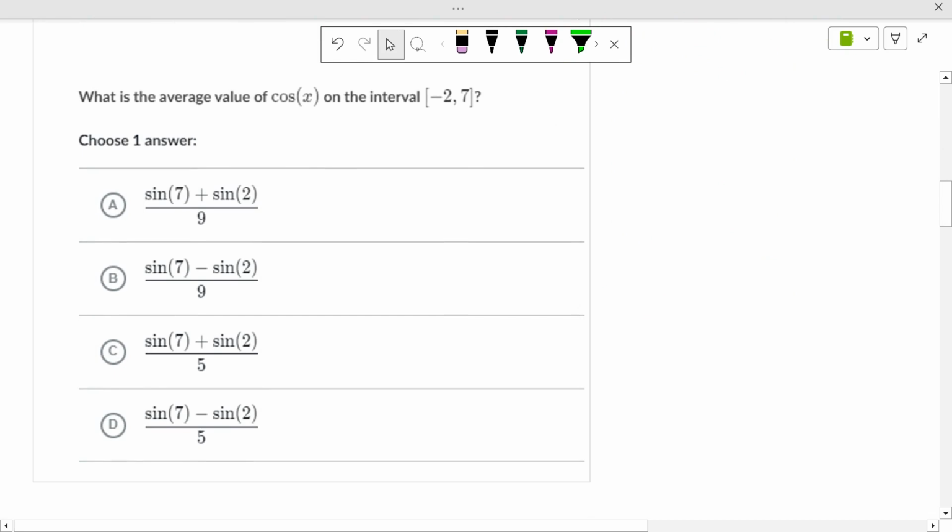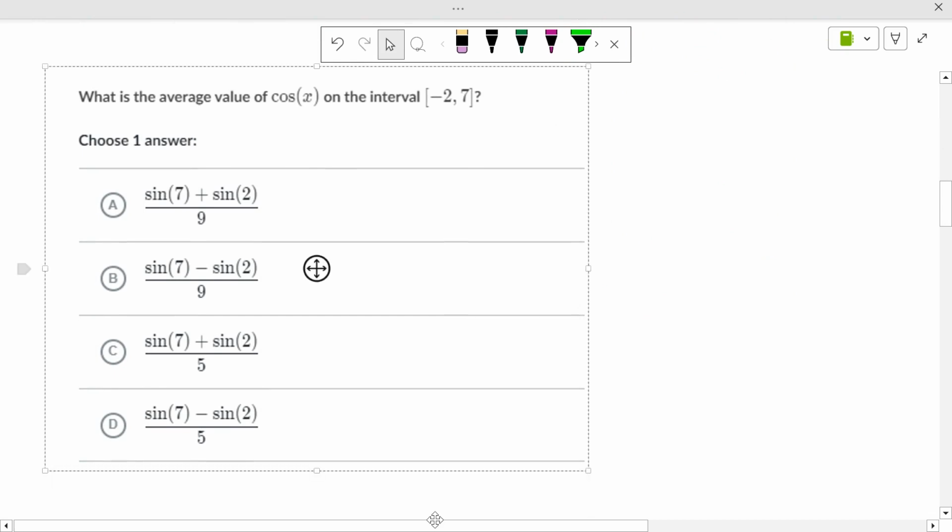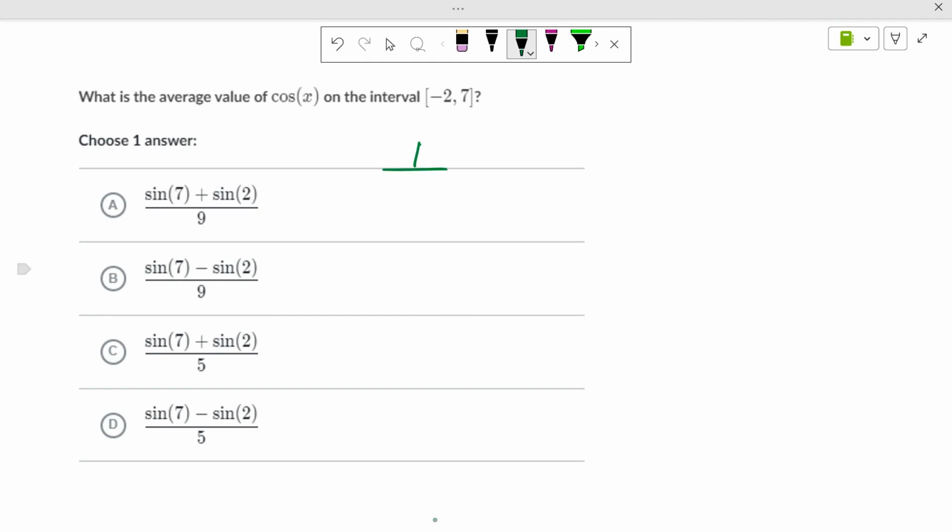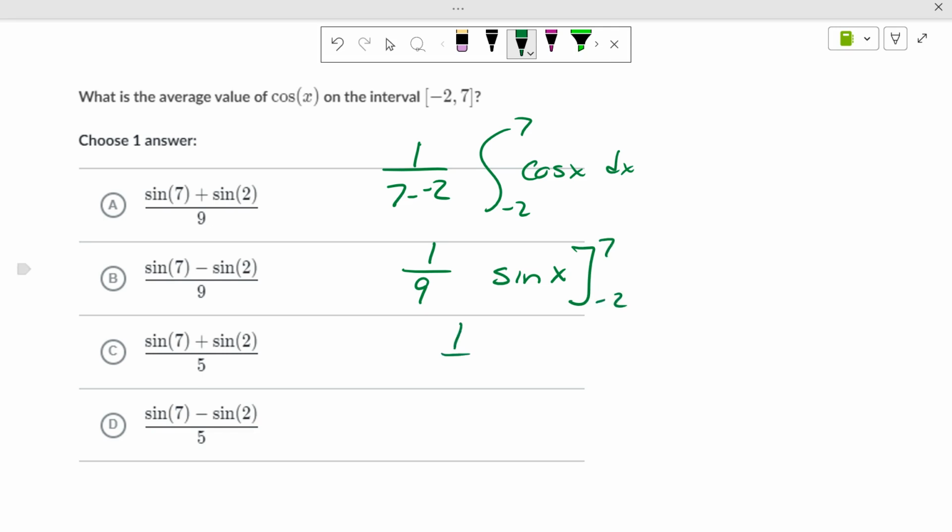Okay, this one's a little tricky. Okay, so average value is 1 over what minus what? 7 minus negative 2 of the integral of the cosine of x. What's the integral of cosine of x dx? Positive sine of x from negative 2 to 7. All right, so it's 1/9 the sine of 7 minus the sine of negative 2.